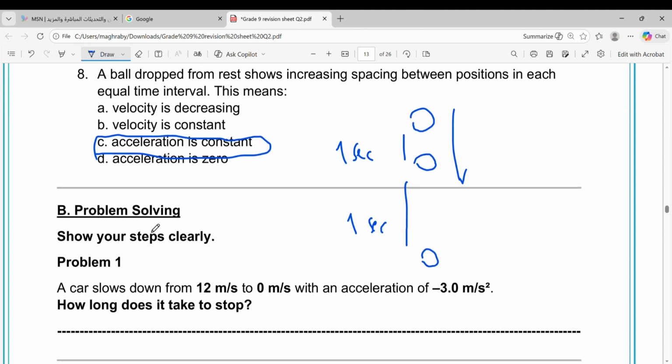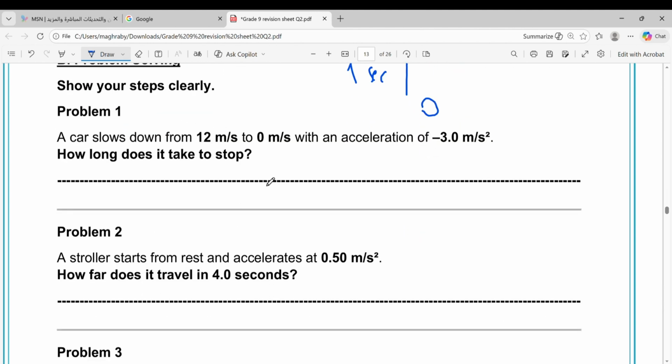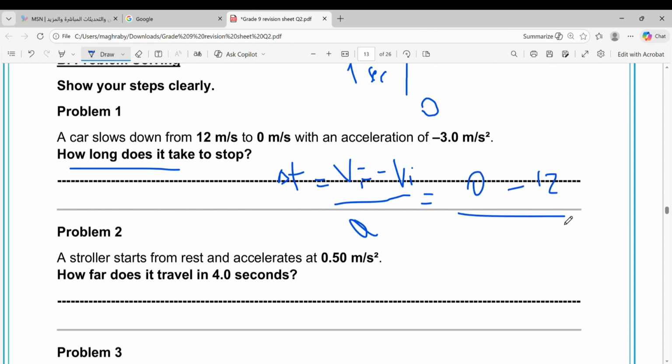Okay, next one, a car slows down from 12 to 0 where the acceleration is equal to -3. How long does it take? He's asking about the delta t. Delta t is equal to v final minus v initial over a. So v final is 0 minus v initial 12, -12, over a equal -3. Negative with negative, so 12 over 3 equals 4. Delta t, so 4 seconds.